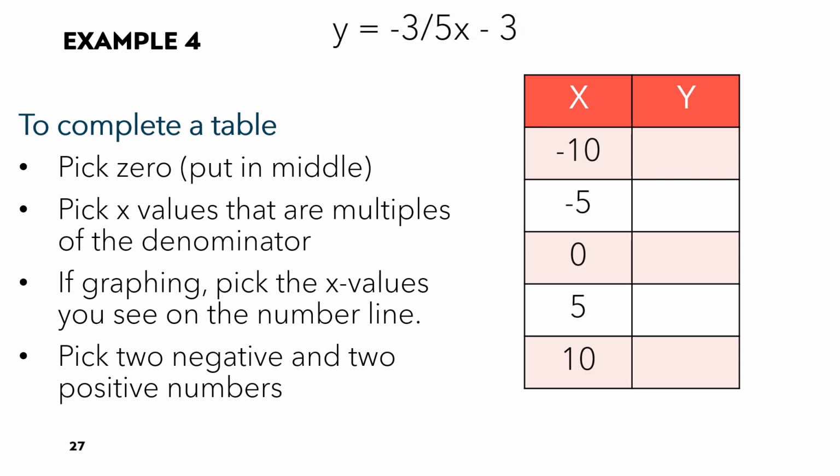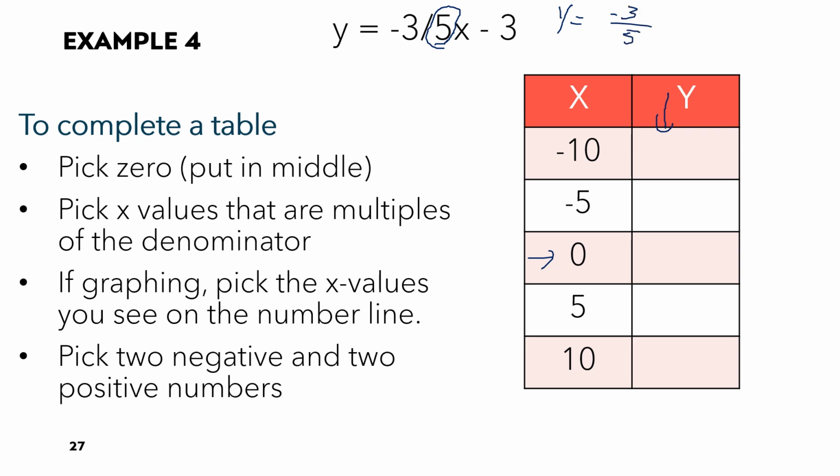Now we got our table ready to go. We used our bottom number as our starting number. We started with 0. 5, 10. Got the 5 from here to here. And we just did multiples. So to find our y values, we're just going to plug it in.